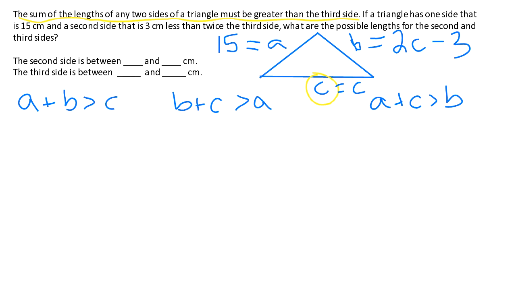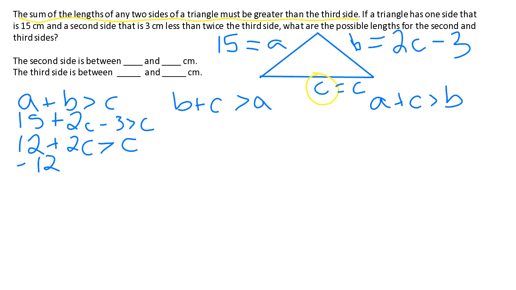So instead of A, I'm going to plug in 15. B is 2C minus 3, and that has to be greater than C. So solving this, 15 minus 3 is 12, plus 2C greater than C. So now I'm going to move my 12 over because I like to always get my variables on the left. It just helps it make a lot more sense. So I'm going to have 2C greater than C minus 12. Now I subtract my C from both sides, and I have 1C greater than negative 12.